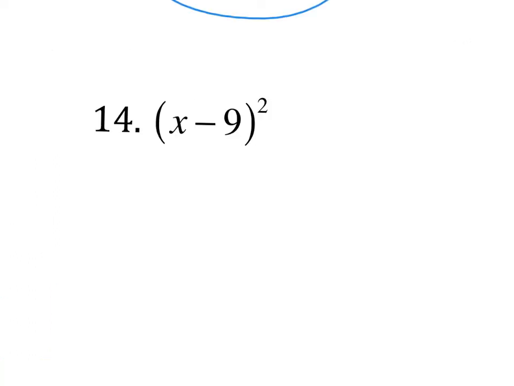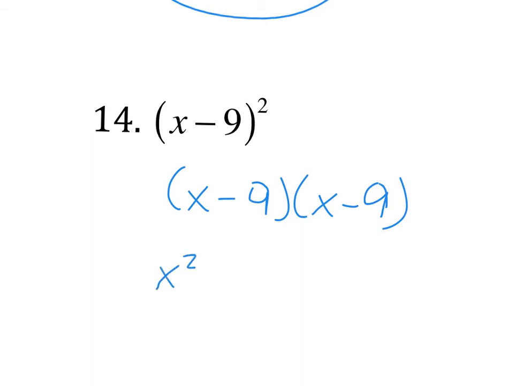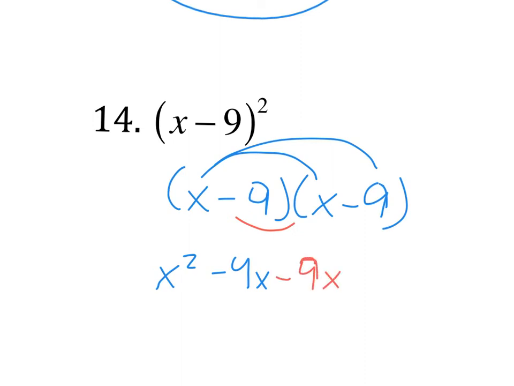So don't forget what square means. Square just means take exactly what you see and multiply by itself. x minus 9 times x minus 9. So when we do our double distribution, I get x times x and x times negative 9, negative 9x. Next, I have negative 9x again. And lastly, positive 81.